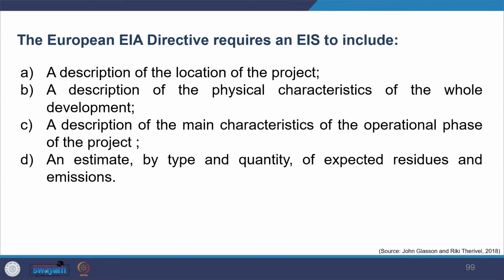There are directives and legislation which tell what kind of descriptions have to be given for particular projects. The European EIA directive gives guidance that there should be a description of the location, a description of the physical characteristics, and a description of the main characteristics of the operational phase of the project. Then there should be an estimate by type and quantity of expected residues, what kind of waste and emissions will be generated from the project. All of that has to be given in the description of the project.